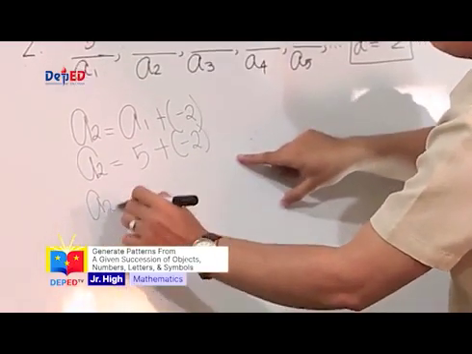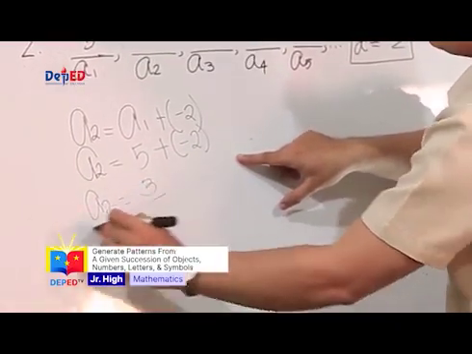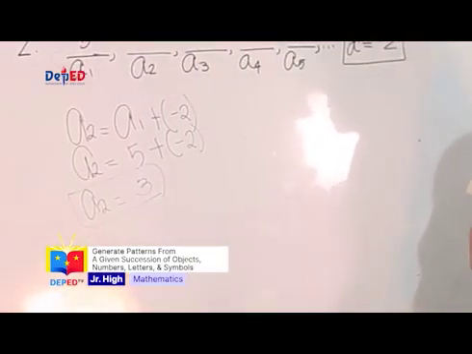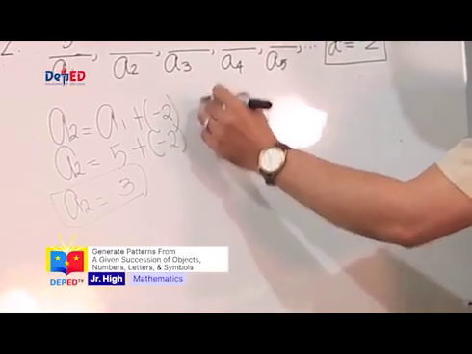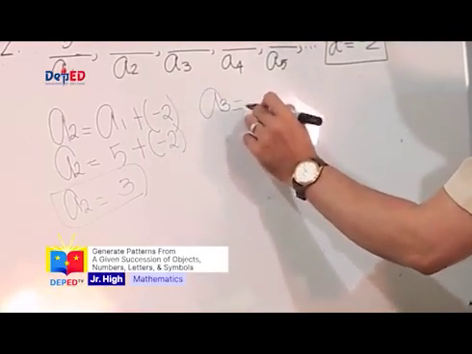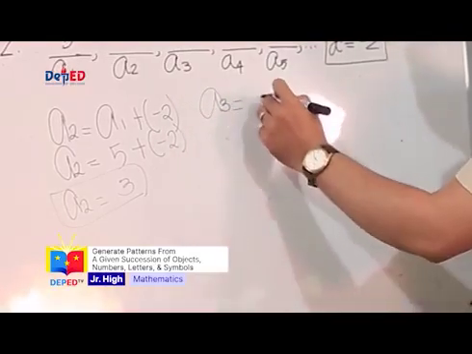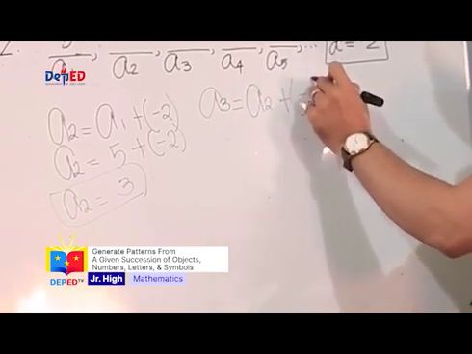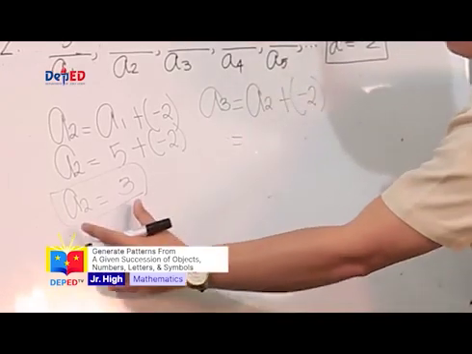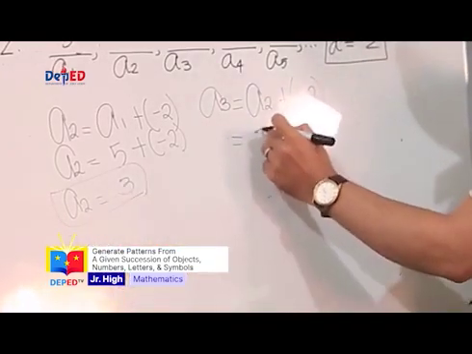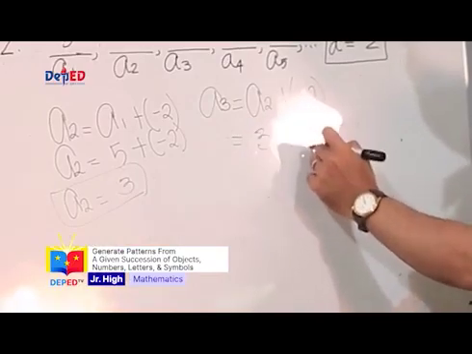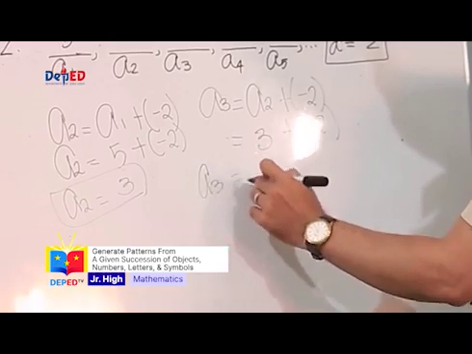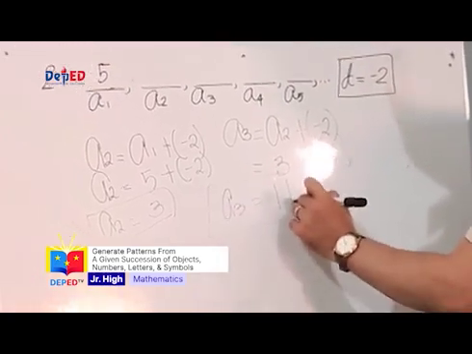Our second term is equal to +3. For the third term, that's a sub 3 is equal to a sub 2 plus the common difference of -2. Our a sub 2, which is 3, plus -2, our third term will be equal to +1.